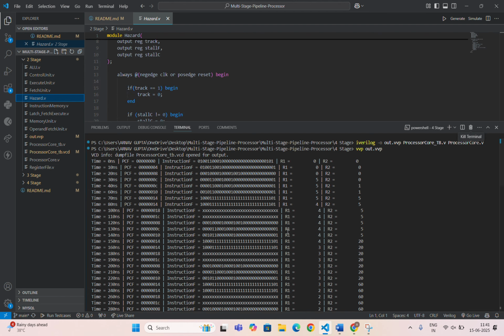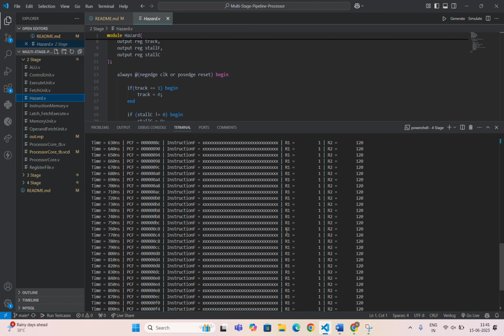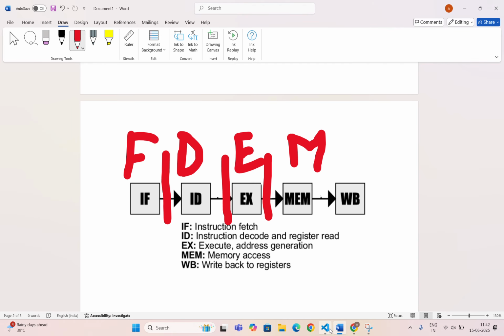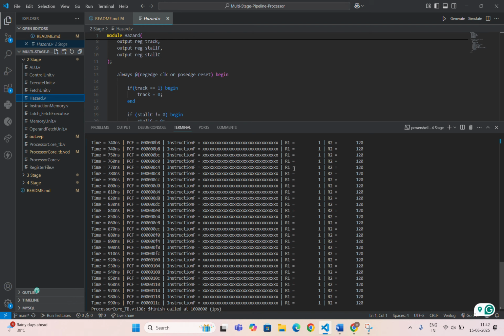Hazards are something like this: if one instruction is in the second stage while another instruction is in the first stage, a hazard can occur if the first instruction is not properly executed. These are also called race conditions, which can be explained later.